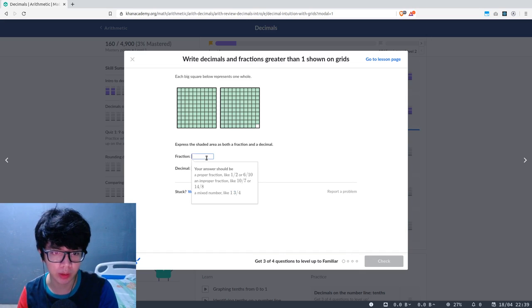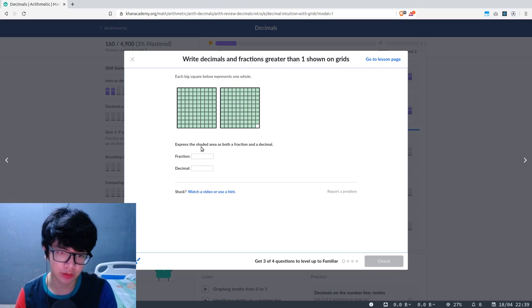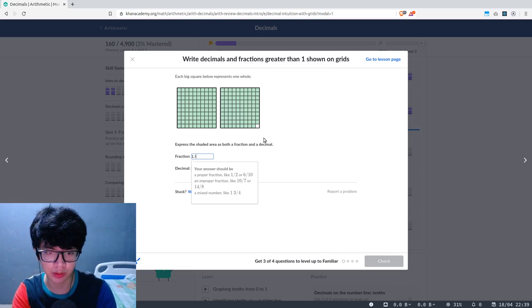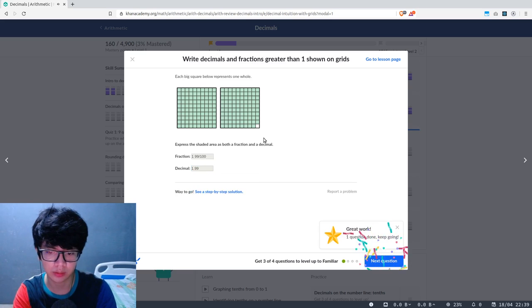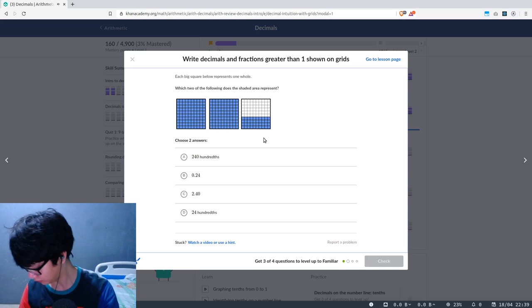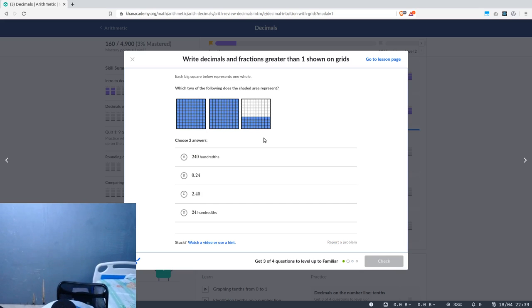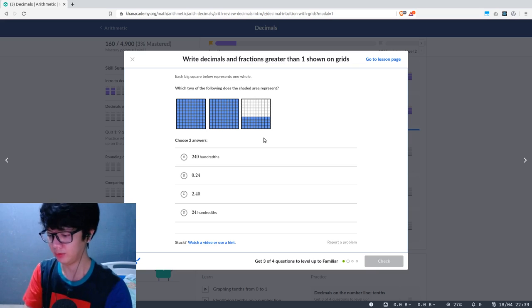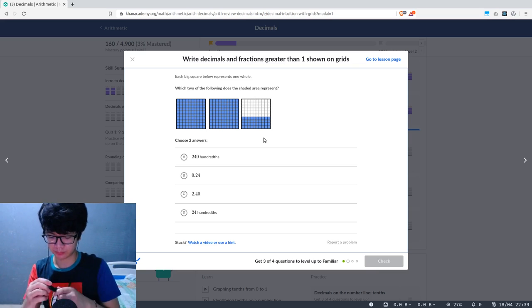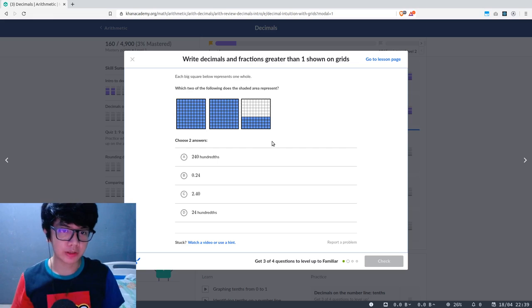The fraction and decimal. I guess it's this one, 1.99, or 100.99.